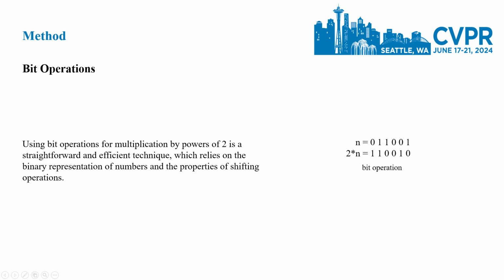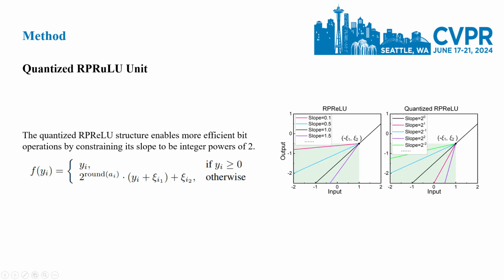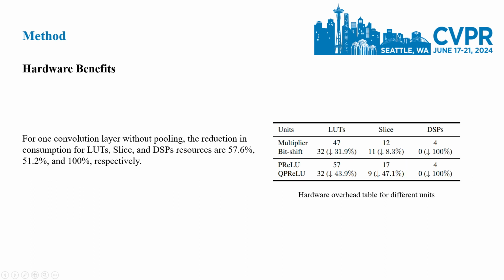Using bit operations for multiplication by powers of 2 is a straightforward and efficient technique, which relies on the binary representation of numbers and the properties of shifting operations. The quantized RPReLU structure enables more efficient bit operations by constraining its slope to be integer powers of 2. We conducted synthesis on various units using the Xilinx FPGA, and the hardware overhead is presented in the table on the right. For one convolution layer without pooling, the reduction in consumption for lookup tables, slice, and digital signal processors resources are 57.6%, 51.2%, and 100%, respectively.